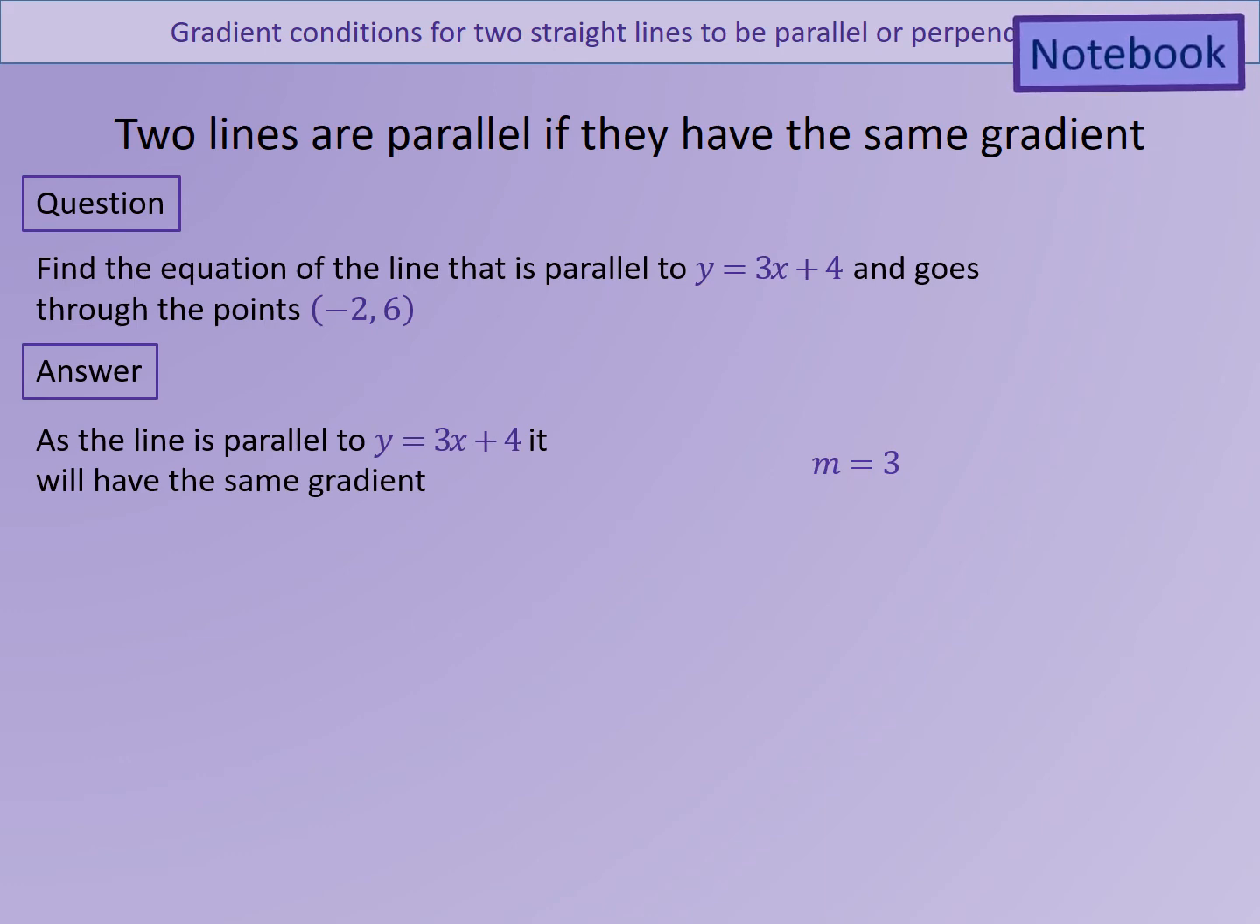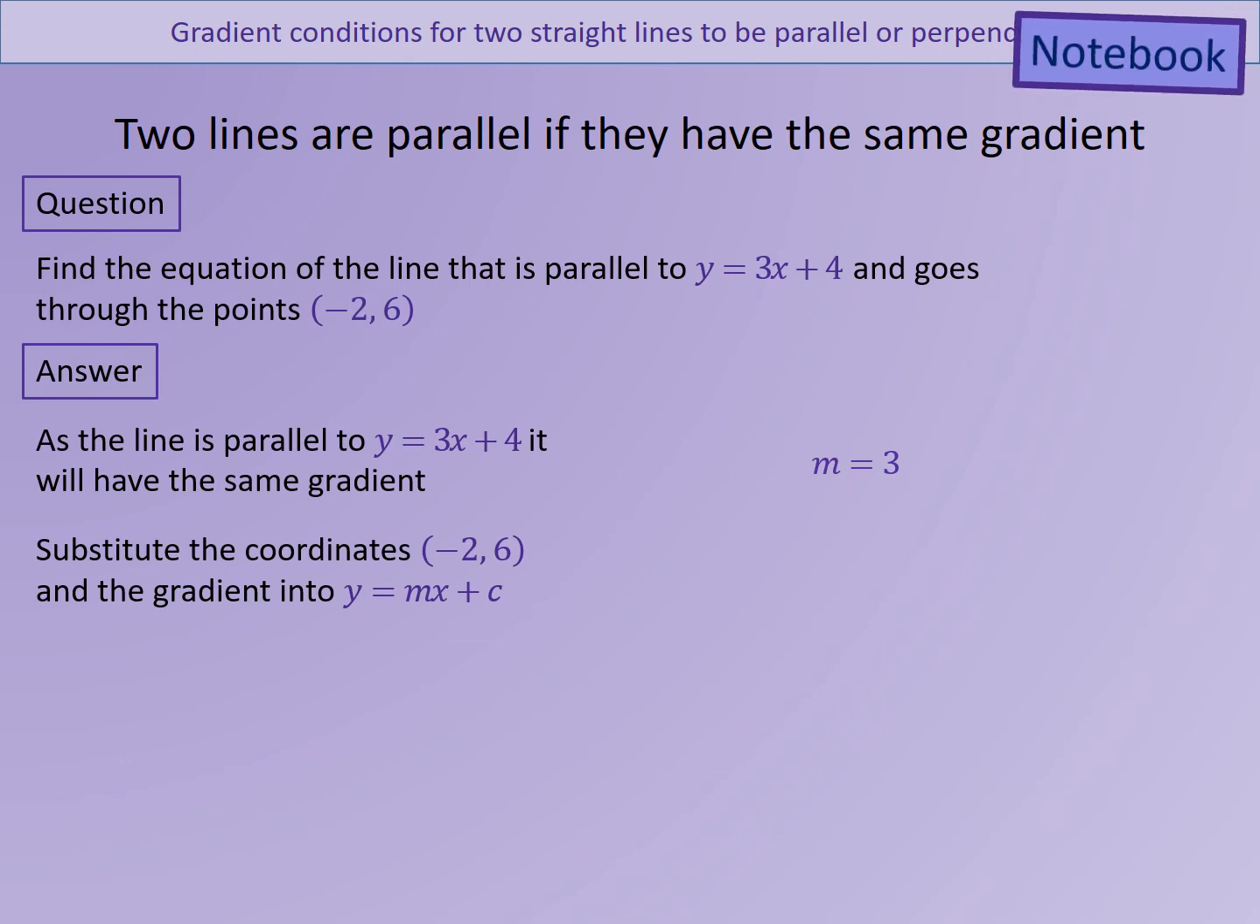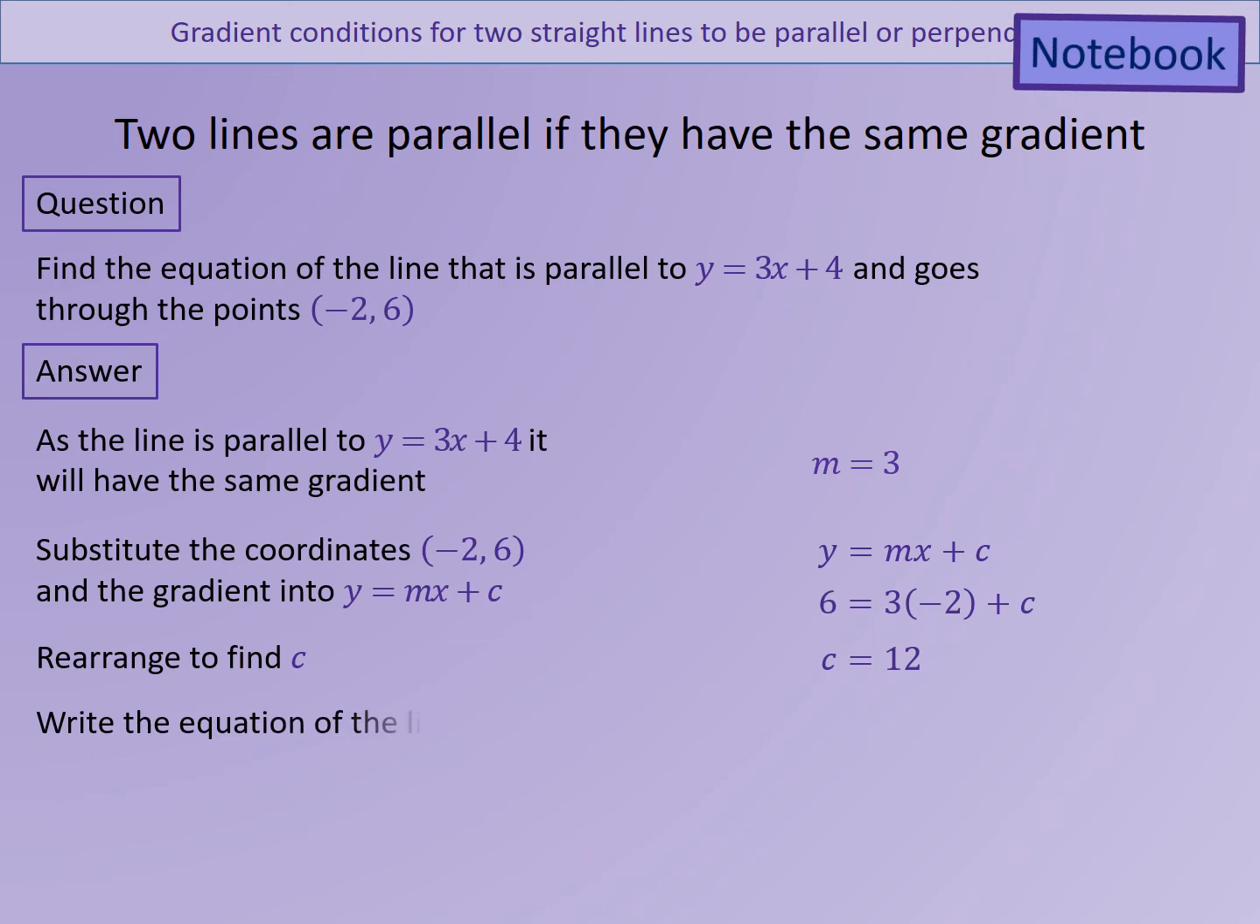So m is 3, the gradient is 3, because it's parallel to the one that was given in the question. I've got my (-2, 6). So I'm going to go down the y equals mx plus c method. I'm going to replace y with 6, replace m with 3, and replace x with -2, and that will allow me to find the value of c, which is 12. So my equation is y equals 3x plus 12.